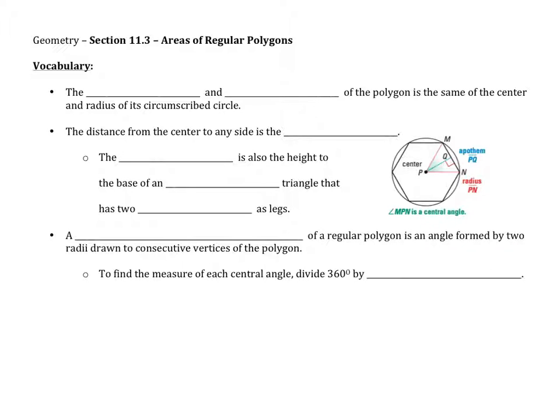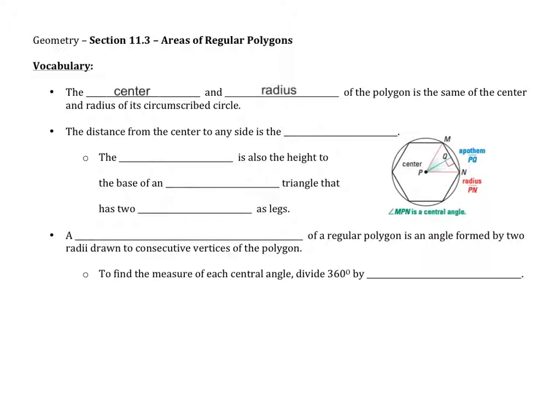To start, we have the center and radius of the polygon, so this point right here is the same as the center and radius of its circumscribed circle. Remember, circumscribed just means that we're going to put a circle around the polygon, and each vertex of the polygon will be touching the circle. So the radius of the circle that's around the polygon is the same as the radius of the polygon. Also, the center of the circle is the same as the center of the polygon.